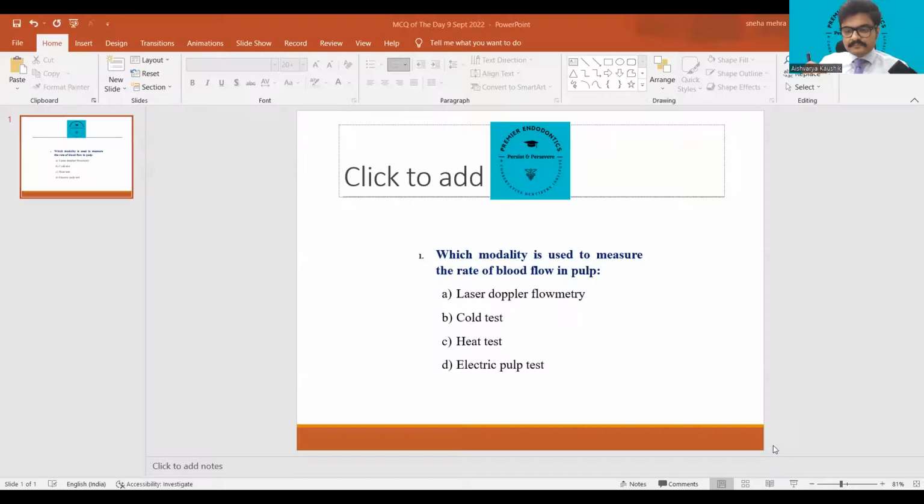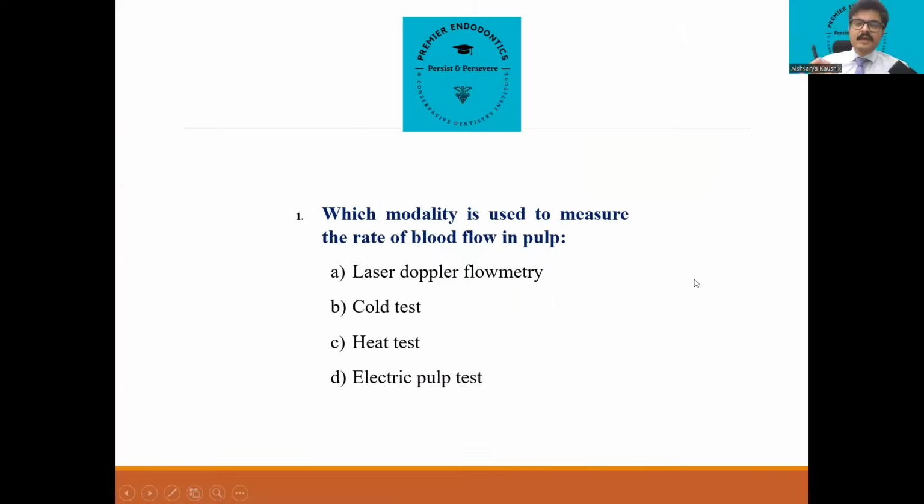Anyways, the question, I'm sharing the screen. The question for today is a very important question. This has been asked in your All India entrance examinations the past couple of years. Which modality is used to measure the rate of blood flow in the pulp?